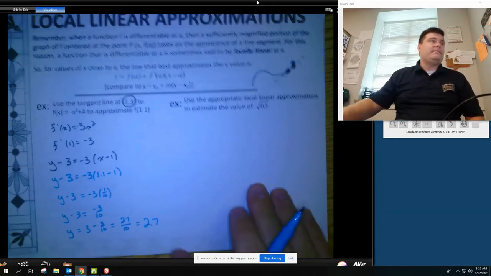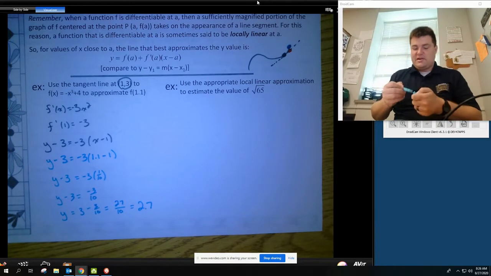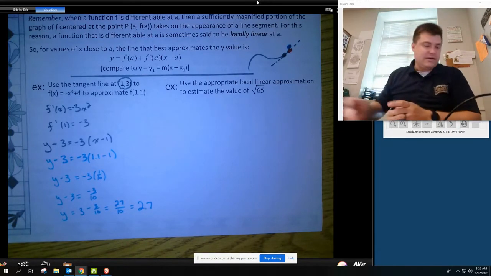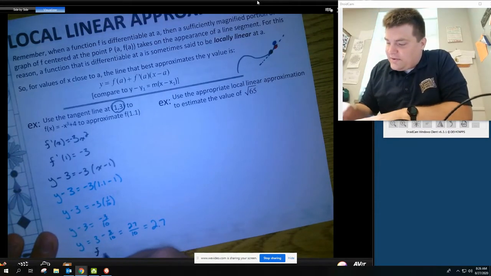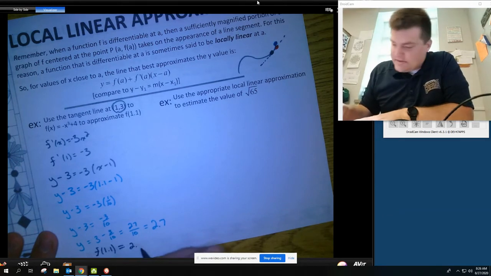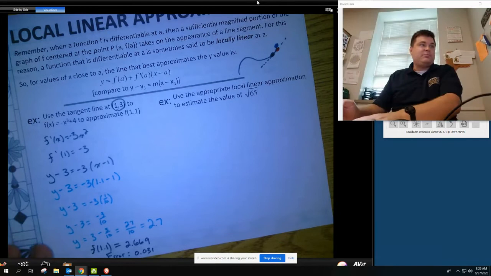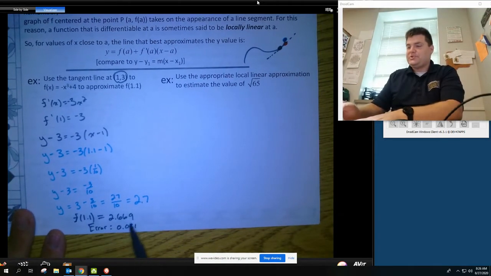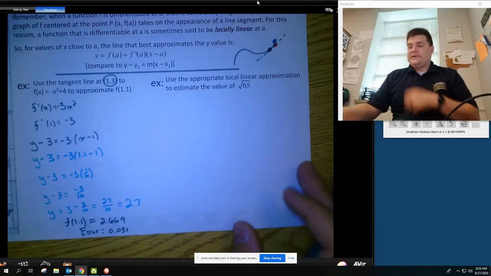So if you were to plug 1.1 in, you would get somewhere pretty close here to 2.7. So now let's go ahead and fire this up into our calculator. I'll use my imaginary calculator because I already have everything plugged in. And the actual value of that, if you're plugging in, is 2.669. So the error is only 0.031. So that's a pretty close estimation here. So we're not too far off. And that's the idea of using local linear approximations.